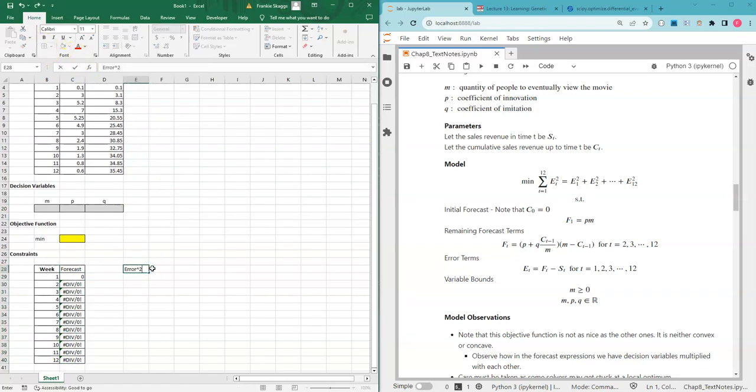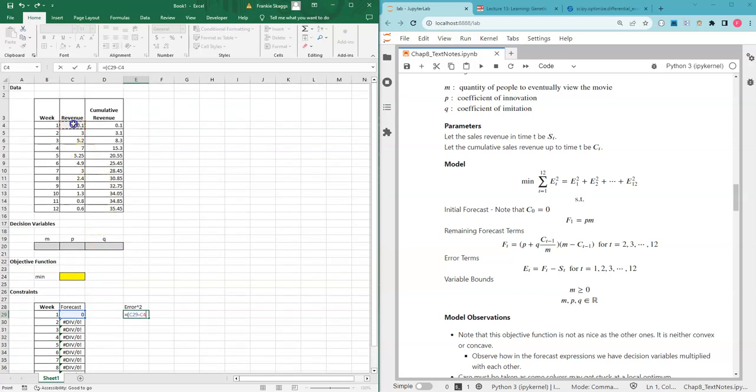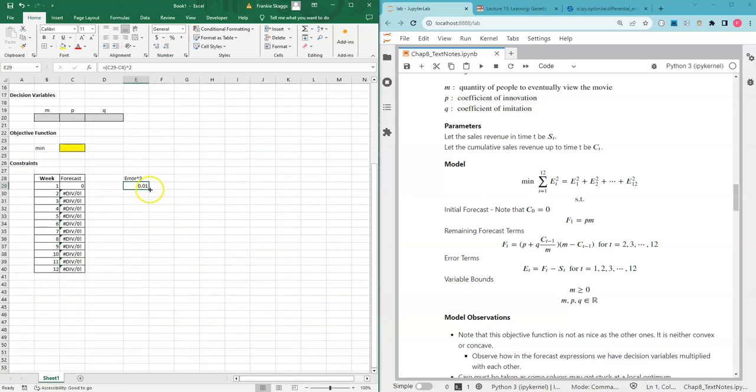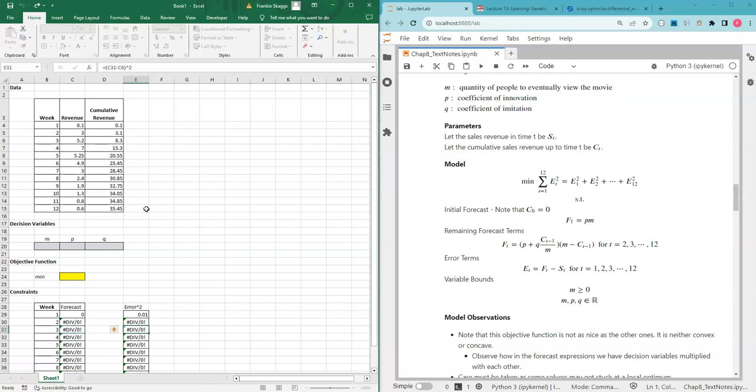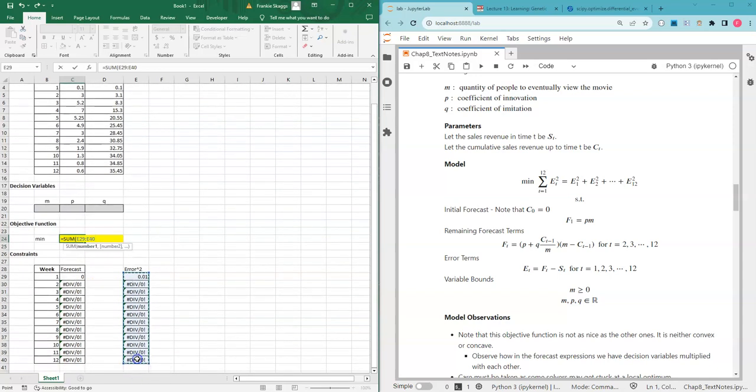Now we need the error squared term here. If I look at this, the error term itself would be forecasted minus the actual sales in that week, and then we would square that for the error squared term. And it looks like it's dragging down appropriately. And then we would sum all the error squared terms in our objective function.